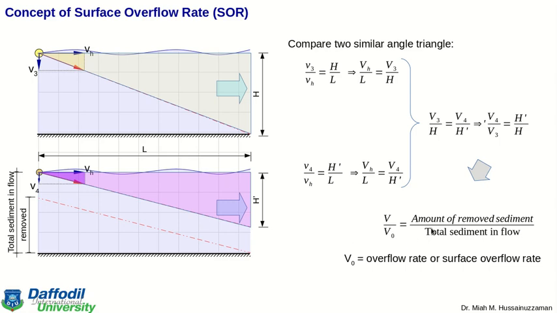That means the ratio of removed sediment to the total sediment is the ratio of the velocities to the surface overflow rate. So if the settling velocity is half of the surface overflow rate, half of the particles will be removed. If it is 80% of the surface overflow rate, then 80% of the particles will settle, and 20% will go out.